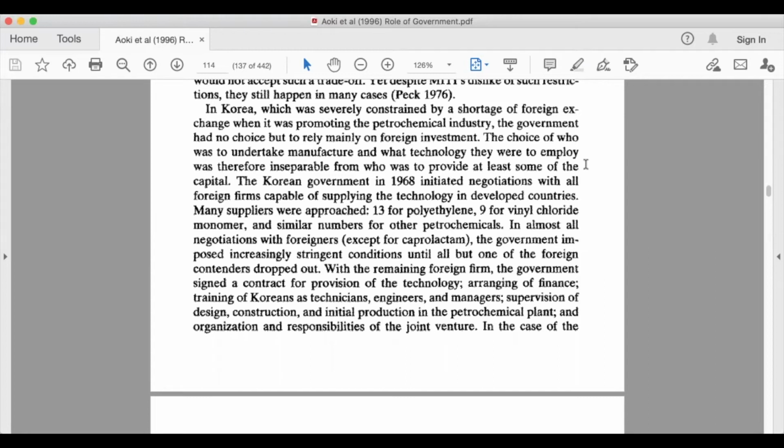So you see a rather different strategy in its details, but in its overall arrangement, at least in terms of the strong role that the government played, companies that were involved in technology transfer, and the insistence on training of Korean personnel in multiple parts of this process, you see some similarities with the Japanese case.